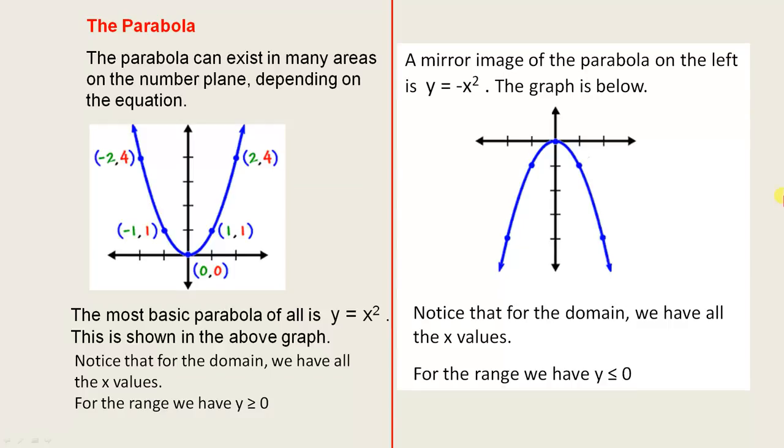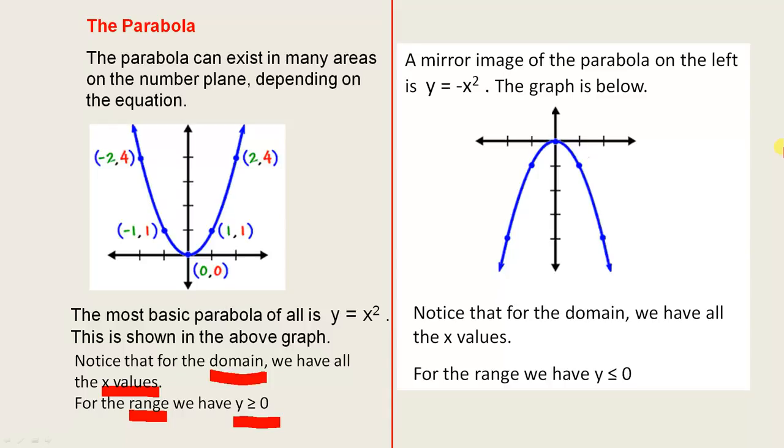The parabola can exist in many areas on the number plane, depending on the equation. The most basic parabola of all is y equals x squared. This is shown in the above graph. Notice that for the domain, we have all the x values. For the range, we have y is greater than or equal to 0. Now you remember from previous videos, the domain represented the x values, and the range represented the y values.